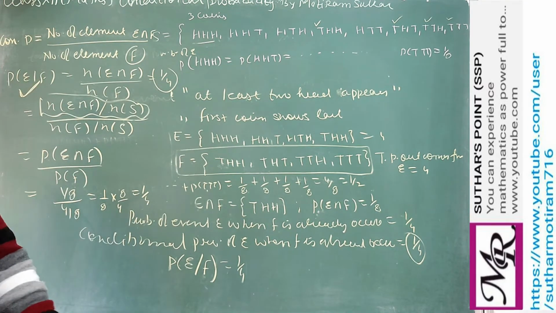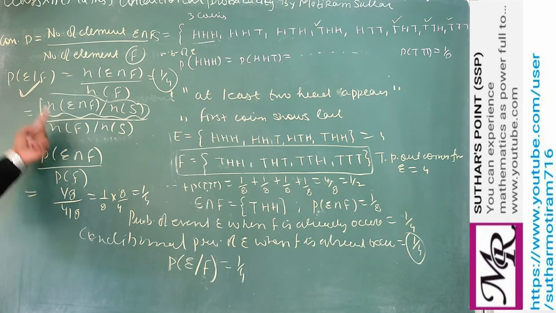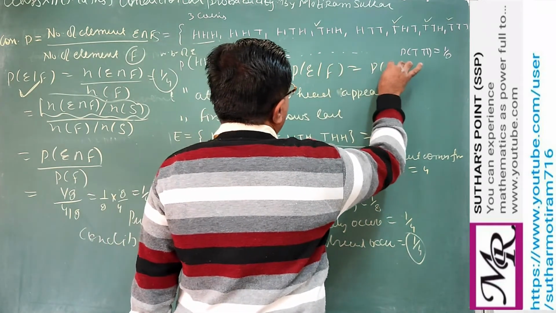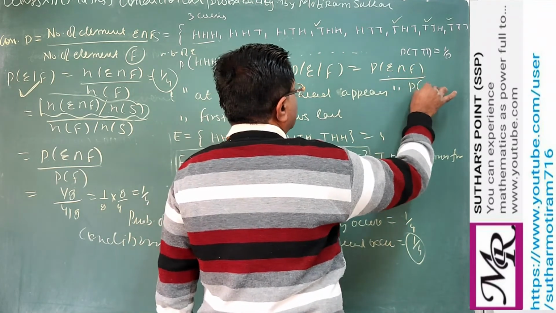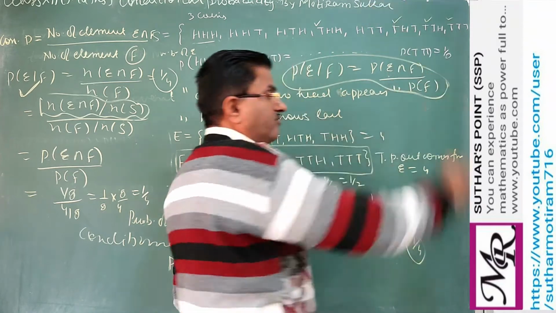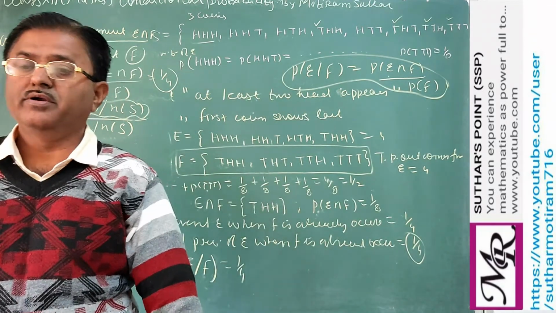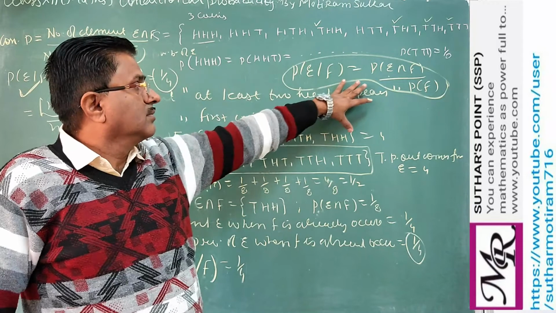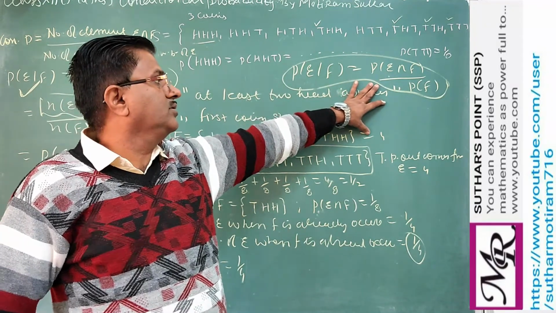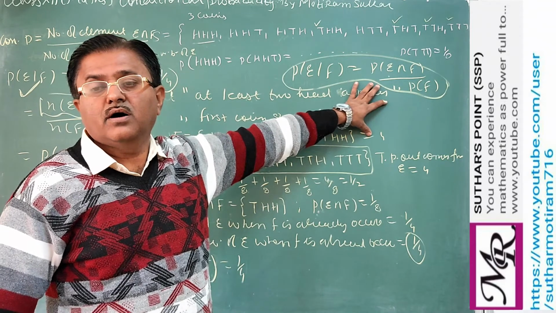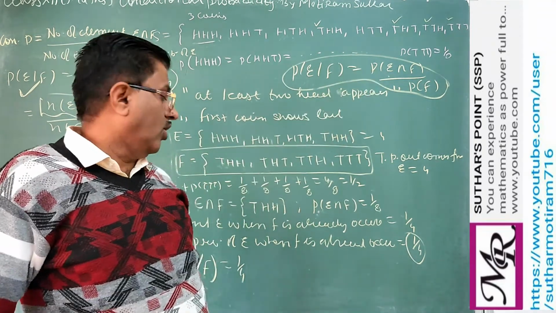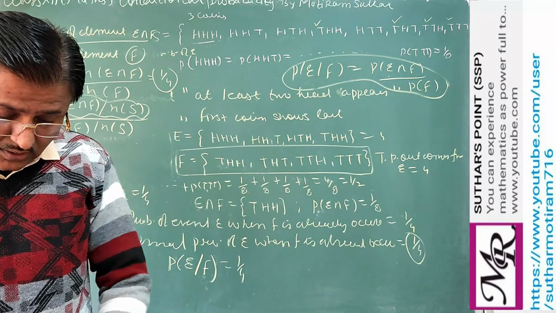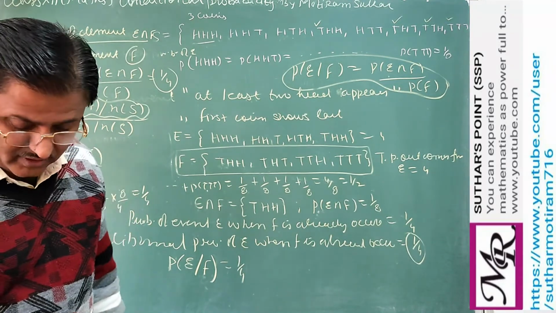So we get one more important formula, the conditional probability. P(E|F) is equal to probability of E intersection F upon P(F). So this is the formula for the conditional probabilities. What is the formula? P(E|F) equal to P(E intersection F) upon P(F). Clear? Or you can find it by the direct method, the observation method, or you can use this. So now here we see the definition.